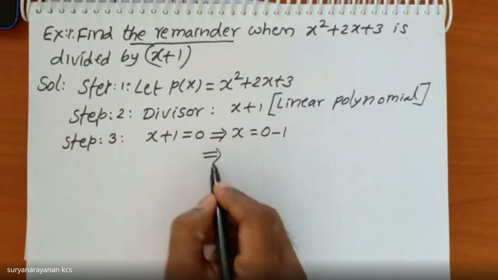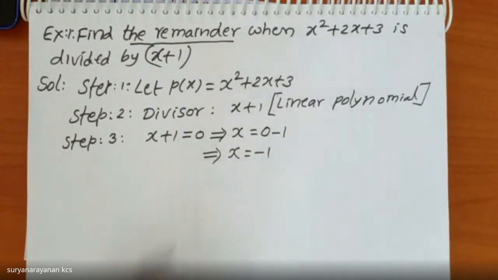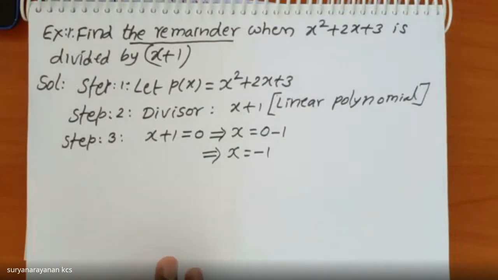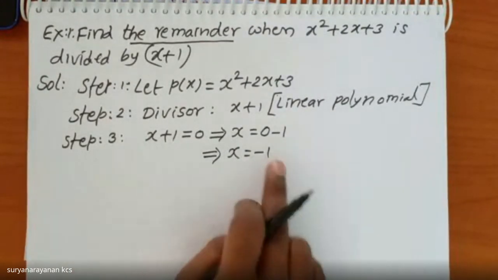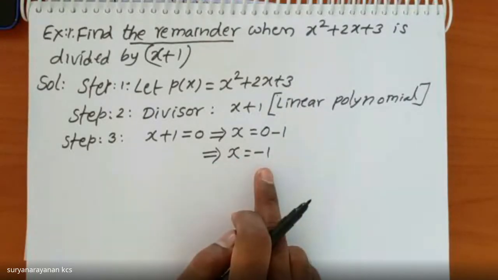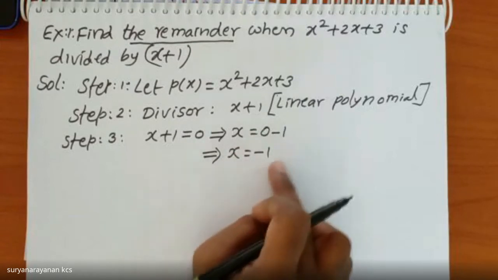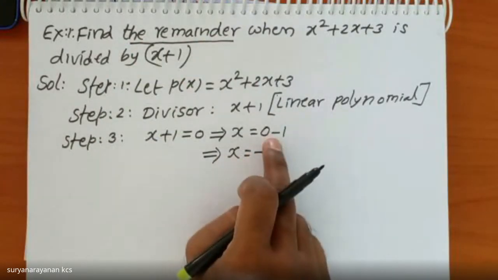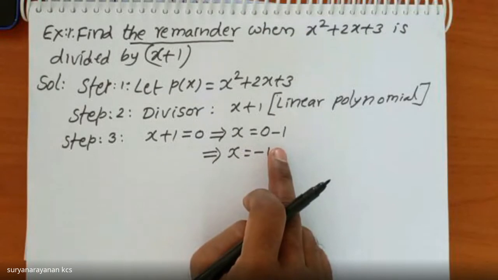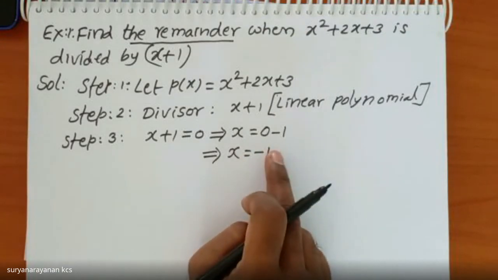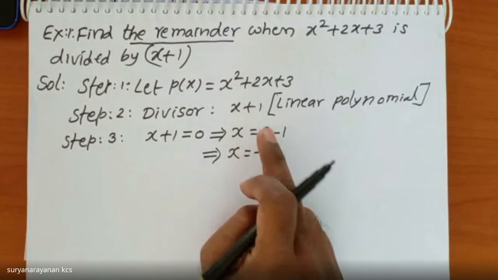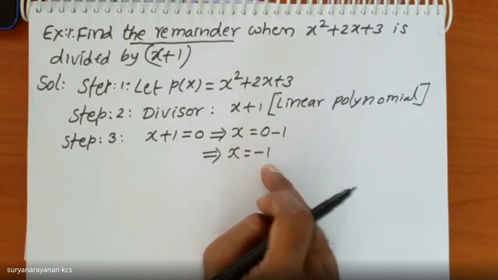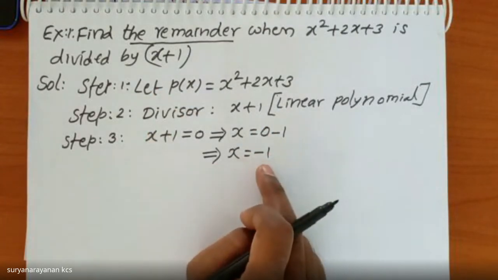Understood this step, my dear children? Then X is equal to -1. What is the value you got here? So -1. Yes, X value is -1. This is an important number. Yes, -1 is important to find the remainder. They will not give this number directly. By using these 3 steps, we have found the X value.